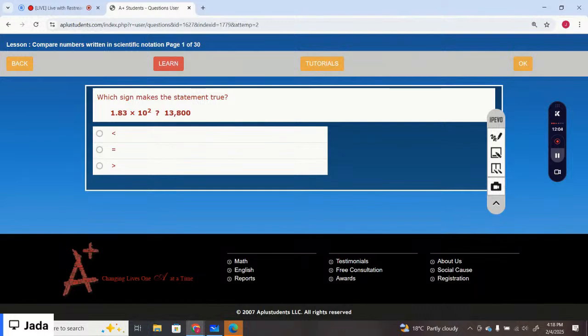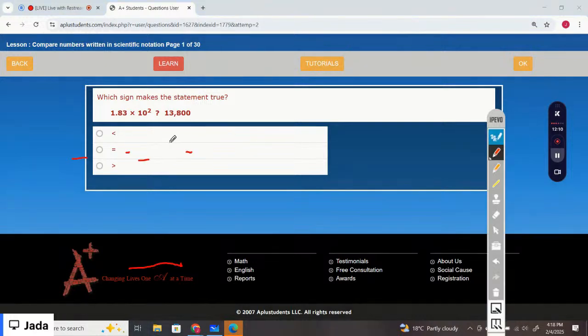Which sign makes the statement true? 1.38 times 10 exponent 2 and 13,800. Convert this also into scientific notation. 1.38 times 10 exponent 2. You have to move the decimal point from here to here.